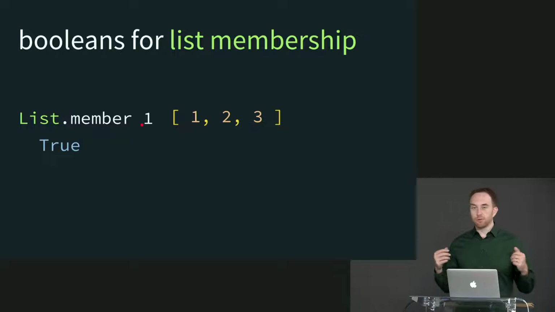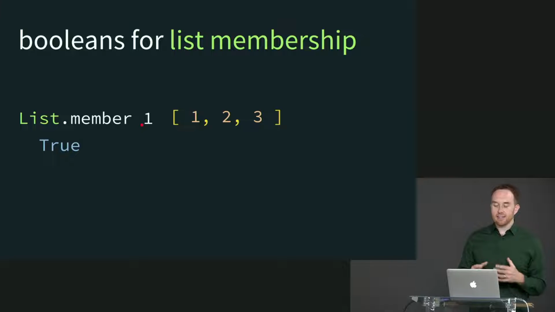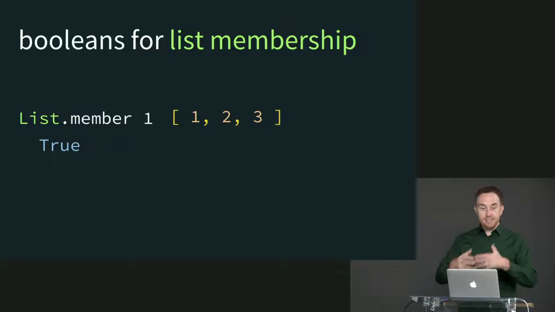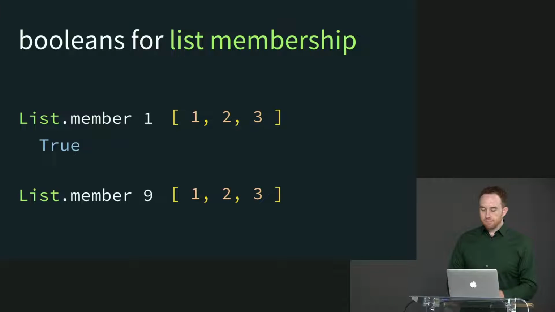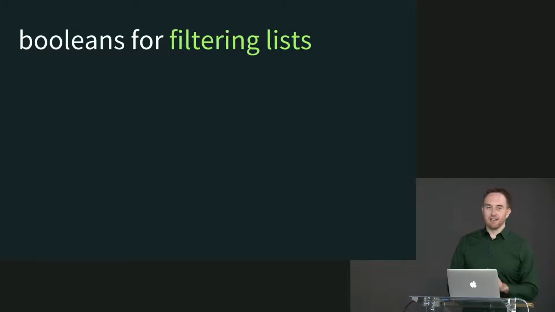And this function is going to return true because, yes, indeed, 1 is in fact a member of the list 1, 2, and 3. It's in there somewhere. You could also say List.member 9 in this list, and that's going to return false because the number 9 is not a member of this list. It's nowhere in there. We're going to use this a little bit in the exercise in conjunction with filtering lists.